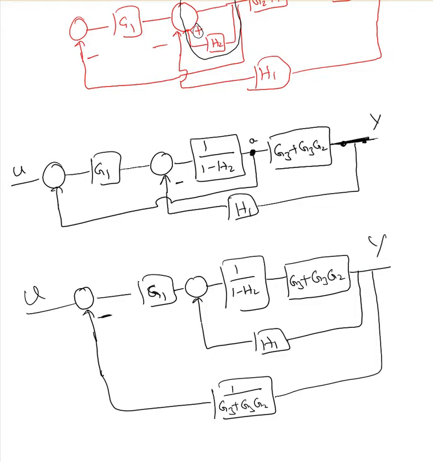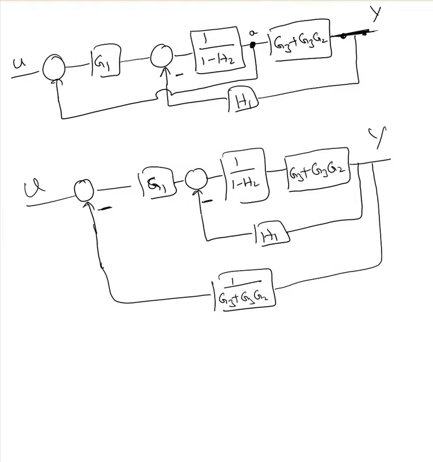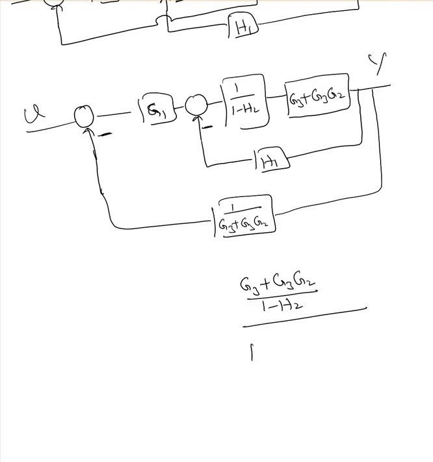Now these two are multiplication, and then that's a negative feedback. So I'm going to combine those two. That's going to be z3 plus z3 z2 over 1 minus h2, over 1 plus h1 times z3 plus z3 z2 over 1 minus h2. I'm going to simplify this in a minute.